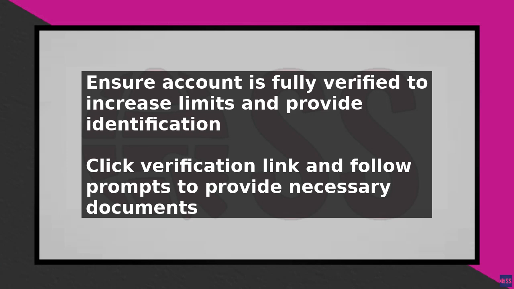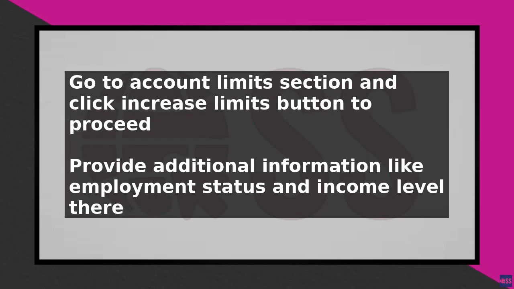After submitting the required information, Coinbase will review your account and may request additional documentation to verify your identity and income. This may include payslips, tax returns, or other financial documents. If your account is approved, your limits will be increased, and you will be able to buy and sell larger amounts of cryptocurrency. Keep in mind that Coinbase has different limit tiers, and the requirements for each tier may vary.